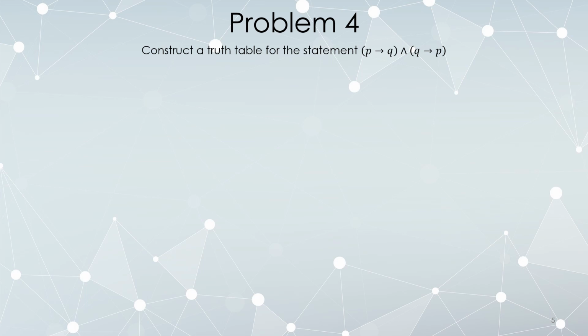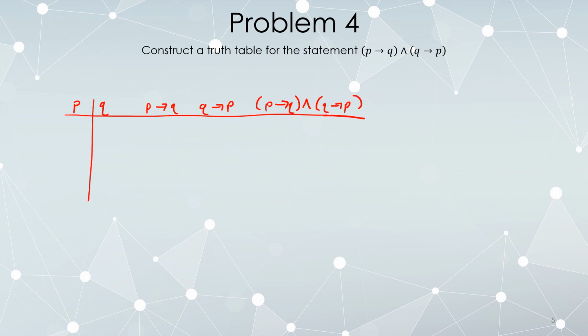Another truth table construction, so we go ahead and we throw down. We're going to need our P, Q, P implies Q, Q implies P, and then we can conjoin them. P implies Q and Q implies P. Okay, since there's only two individual letter statements here, we only need 4 rows. True, true, true, false, false, true, false, false.